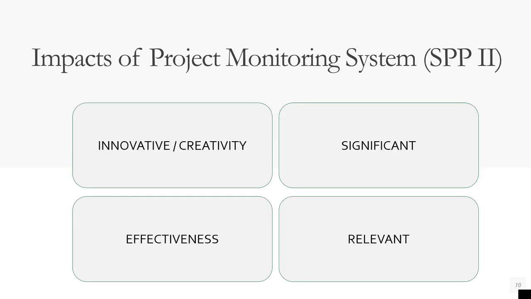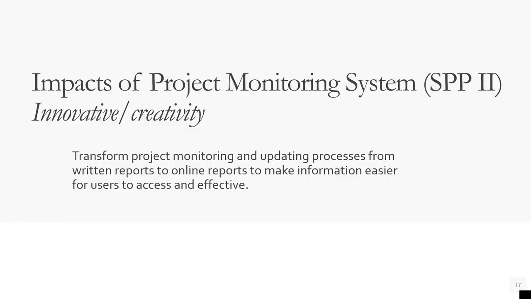The impact of SPP2 can be divided into four things. First one, innovative or creativity. Second, effectiveness. Third one is significant, and the fourth one is relevant. For impact on innovative or creativity, transform the project tracking and updating process from paper report to online reporting to make access to productive information simpler for users.